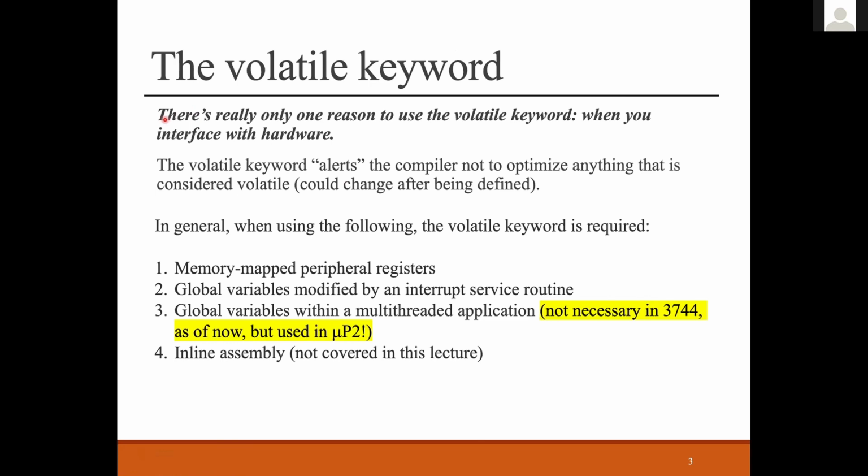Yeah. Okay, really, there's only one reason to use the volatile keyword: when we directly interface with hardware, which is what we're doing for this course. So basically, there are going to be some instances in which we write code that the compiler is going to be like, nah, you didn't mean to write that. I'm going to take it away. I'm going to optimize it away. Even if you have optimization turned off.